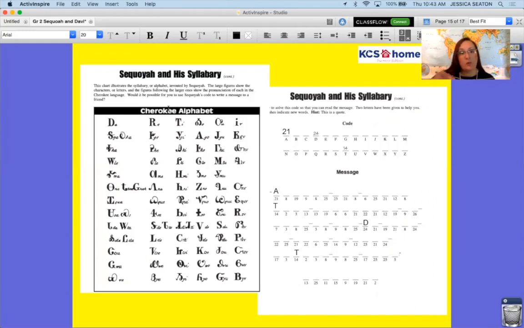On this page, I want to see if you could write a message using the Sequoian syllabary. On this page, you're going to create a code to solve the famous quote. I've kind of helped you out here. So for letter A, the number is 21. Do you know what the next number would probably be? That's right. The next number would be 22. So after you fill in all of your numbers up here, you're going to go down here and use the letter that correlates with the number to create your message.